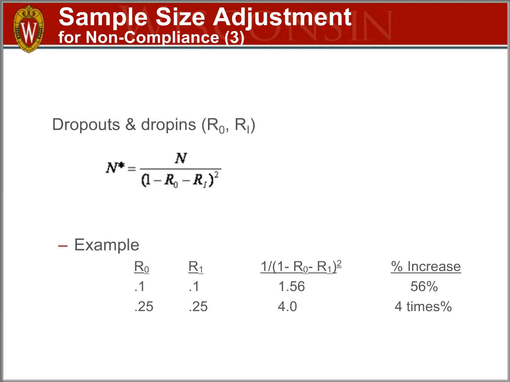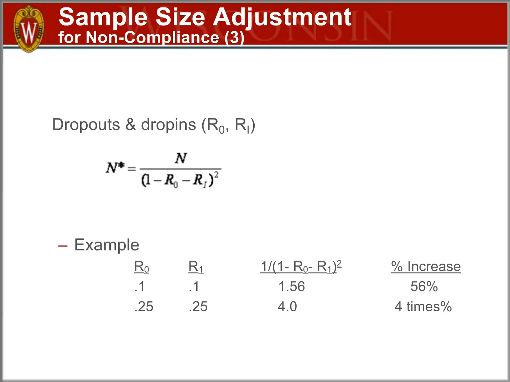I've now added the drop-in component as well as the drop-out component indicated by R sub 0 and R sub 1. And you can see in the graph, in the formula below, that they work together in the same fashion. And then below I've given 2 examples of a 10% dropout and a 10% drop-in. That would imply a 56% increase in sample size, quite realistic in many trials.